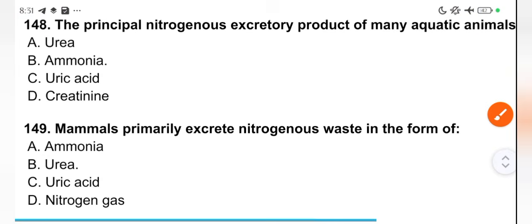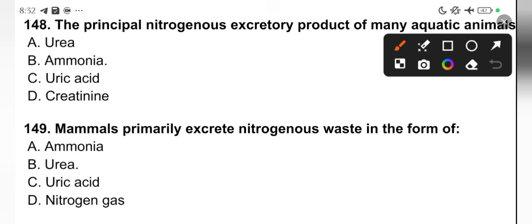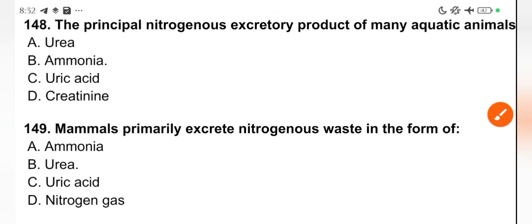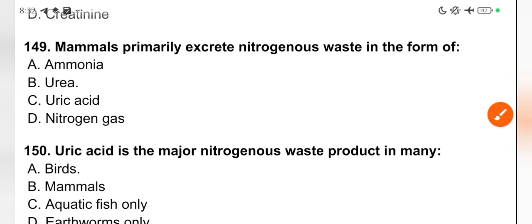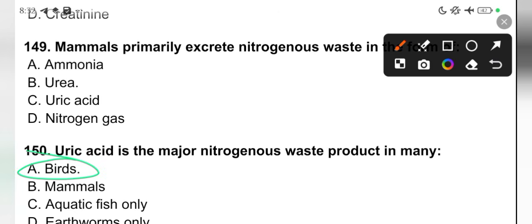Alright, so moving on, mammals primarily excrete nitrogenous waste in the form of urea. Uric acid, take note of that. Uric acid is a major nitrogenous waste product in many. Oh, I've said the answer already. Right, so I've come to the end of the 150 revision questions. So with this, you can say you are prepared for your BIO111 exam.